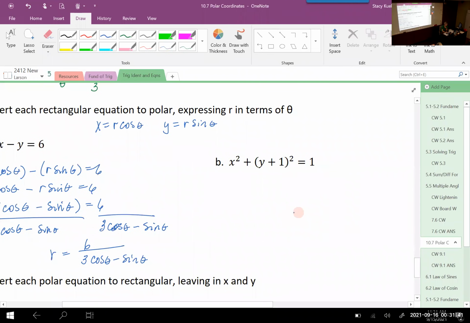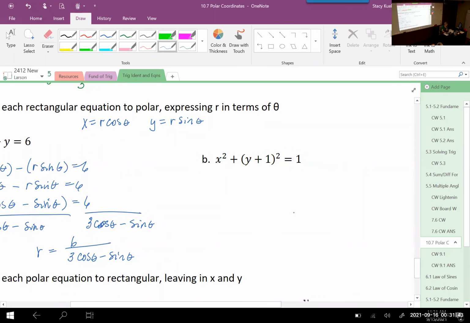How about this one here? We have x squared plus the quantity y plus 1 squared equals 1. We're going to take that and convert it into r's and thetas. Same process. So x is r cosine theta, and I'm going to square that, plus r sine theta plus 1 squared equals 1.